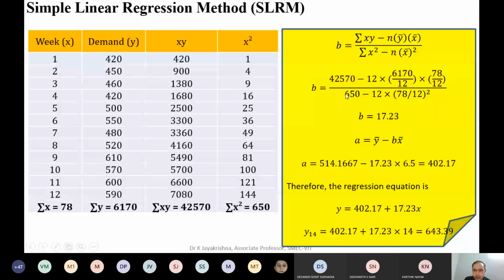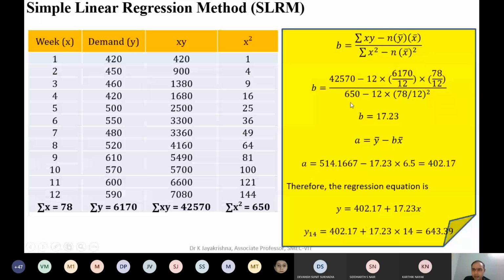Did you get this? How did we get this 650 value? I have just squared the first column and summed up all the x square values, and the summation of x square is coming as 650. So that's how I got 650.